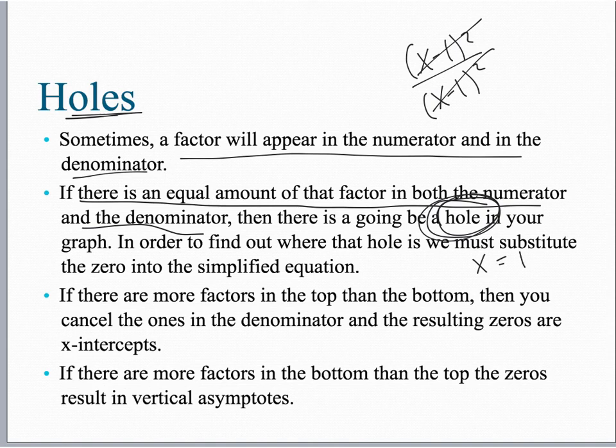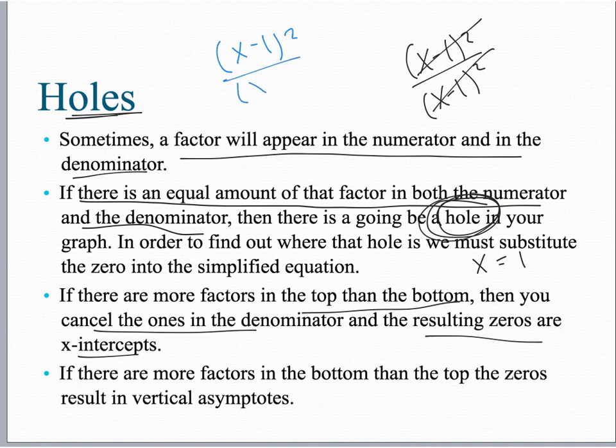So for us, that would have been at x equals 1. If there are more factors in the top than the bottom, the resulting zeros are x-intercepts. For example, let me write the second example. If I had x minus 1 squared over just 1 x minus 1, this would cancel with one of those. So I'd still have a 0 or an x-intercept at x equals 1. So it's got to be the same number.